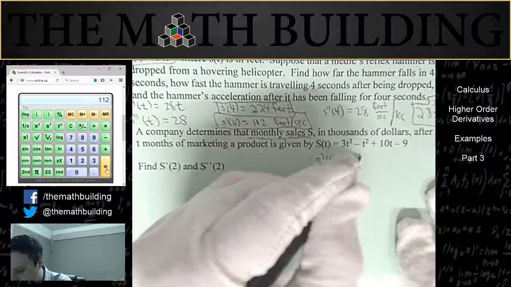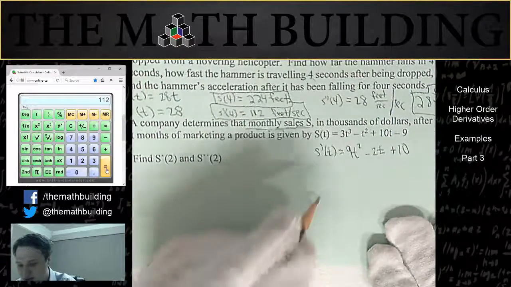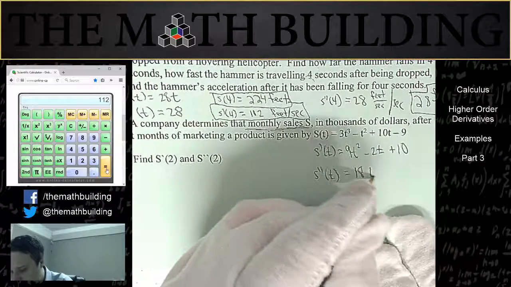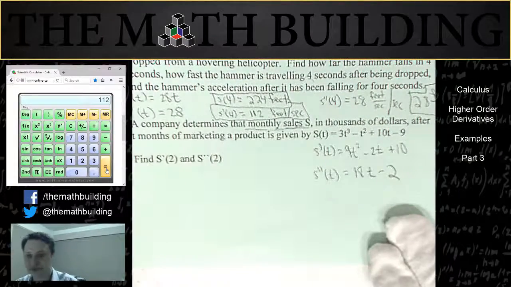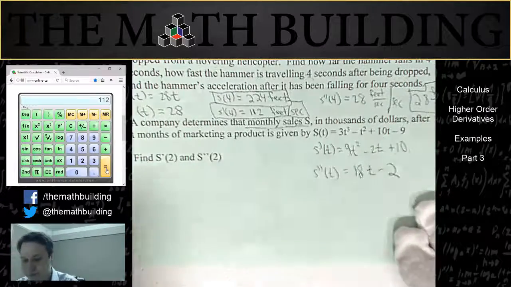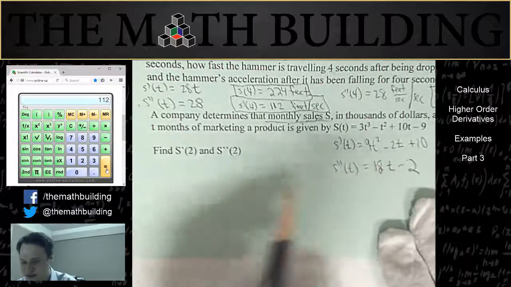9t squared minus 2t plus 10 is the first derivative. Second derivative is 18t minus 2. So hopefully you're okay with those two derivatives. So find s prime of 2 means just plug 2 into this.